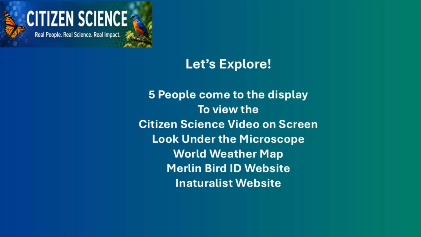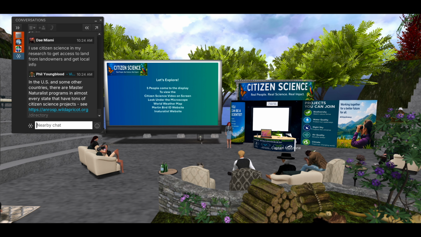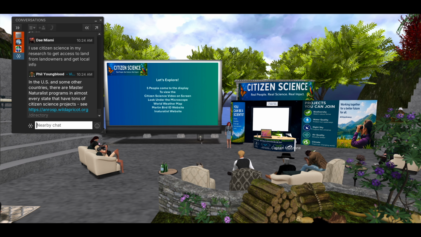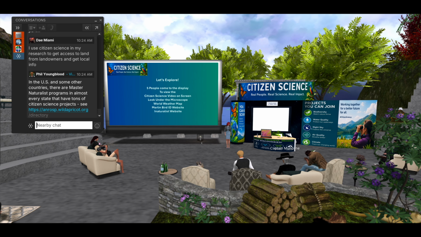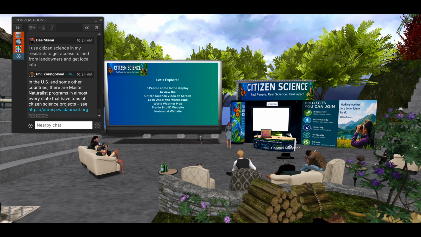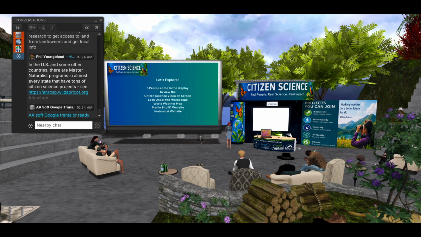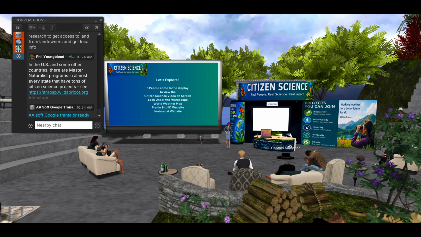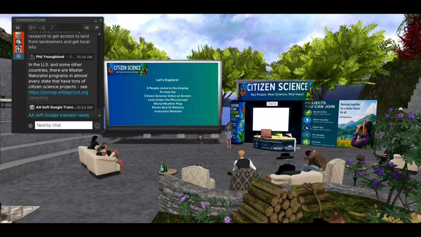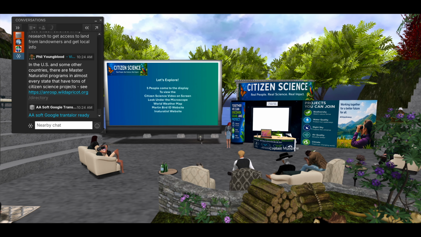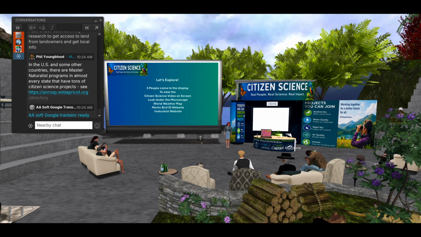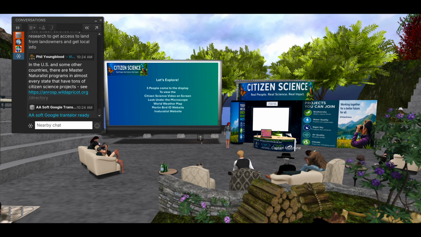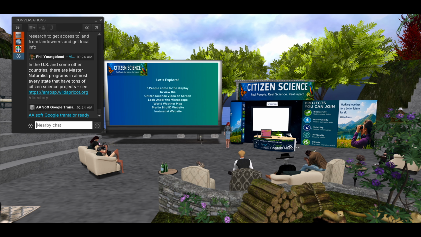So now let's explore. We're going to use the rest of the time to explore some of the programs and apps. On my display up here, I've got 4 things on the table. One of them is a microscope. If somebody has never looked under a microscope, you can come up here, click on the slide, and look to see what's under the microscope. The one right next to it with the screen is a world weather map. You can click on that map and find what the weather is any place in the world, in your location, or any place else. The next one takes you out to the iNaturalist website, and the last one takes you to the Merlin Bird ID website. On the screen, there is a video that talks about citizen science, and you can watch that by clicking on the screen.